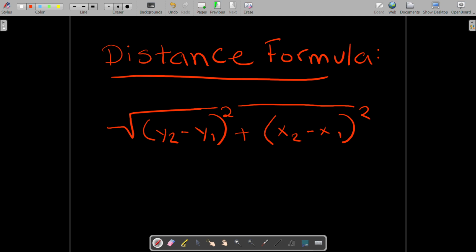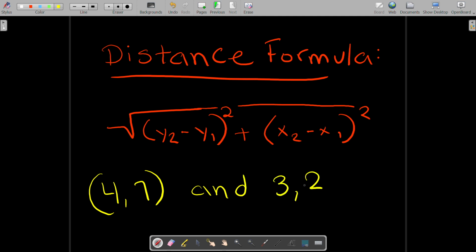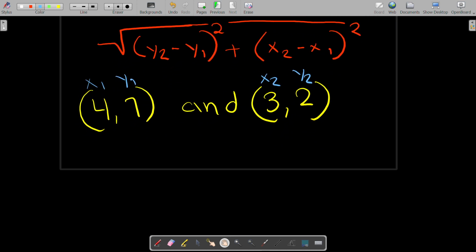So let's say we have the points 4, 7 and 3, 2. They're random. So the same thing we did in the midpoint formula, I would do with the distance formula. I would label each coordinate. So this would be x1, this would be y1, this would be x2, and this would be y2. Okay, now that we have that down, let's plug them into the distance formula.